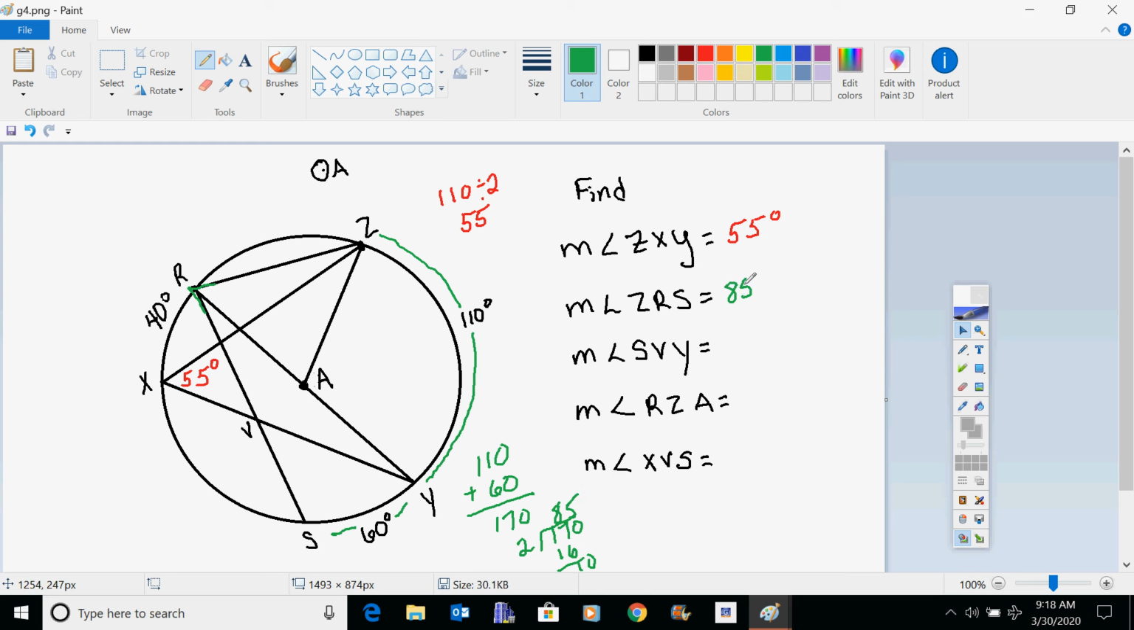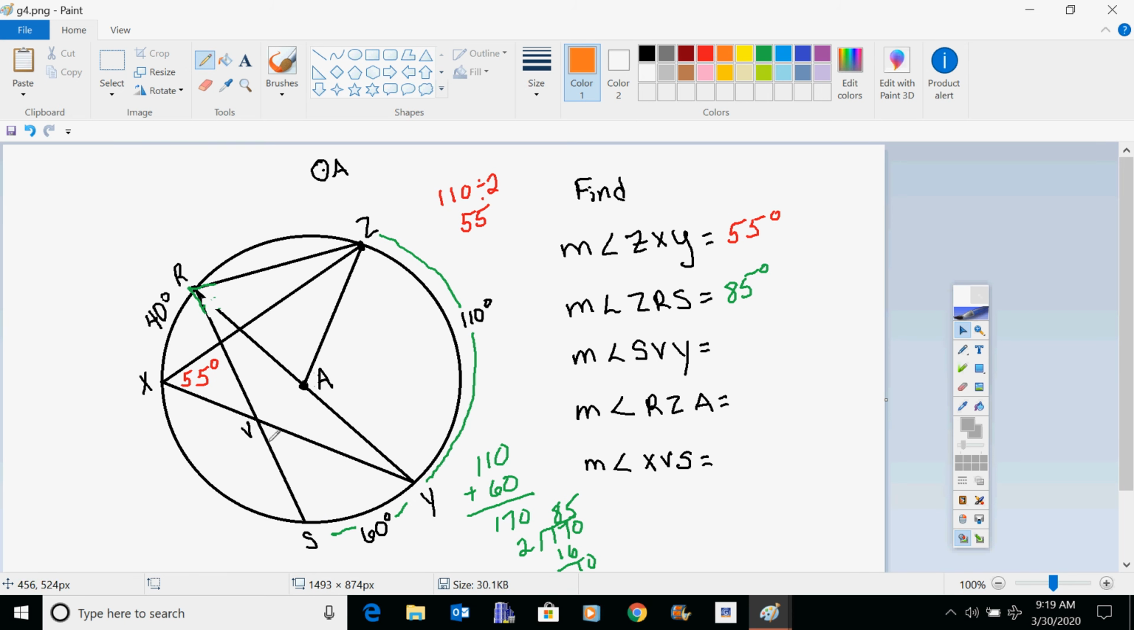85 degrees. Okay, so you've got this one now, 85 degrees in here. Well, I want to leave enough room for something else in a little bit. So 85 degrees would be that arc. SVY, we want to identify that so that you know what you're looking for.